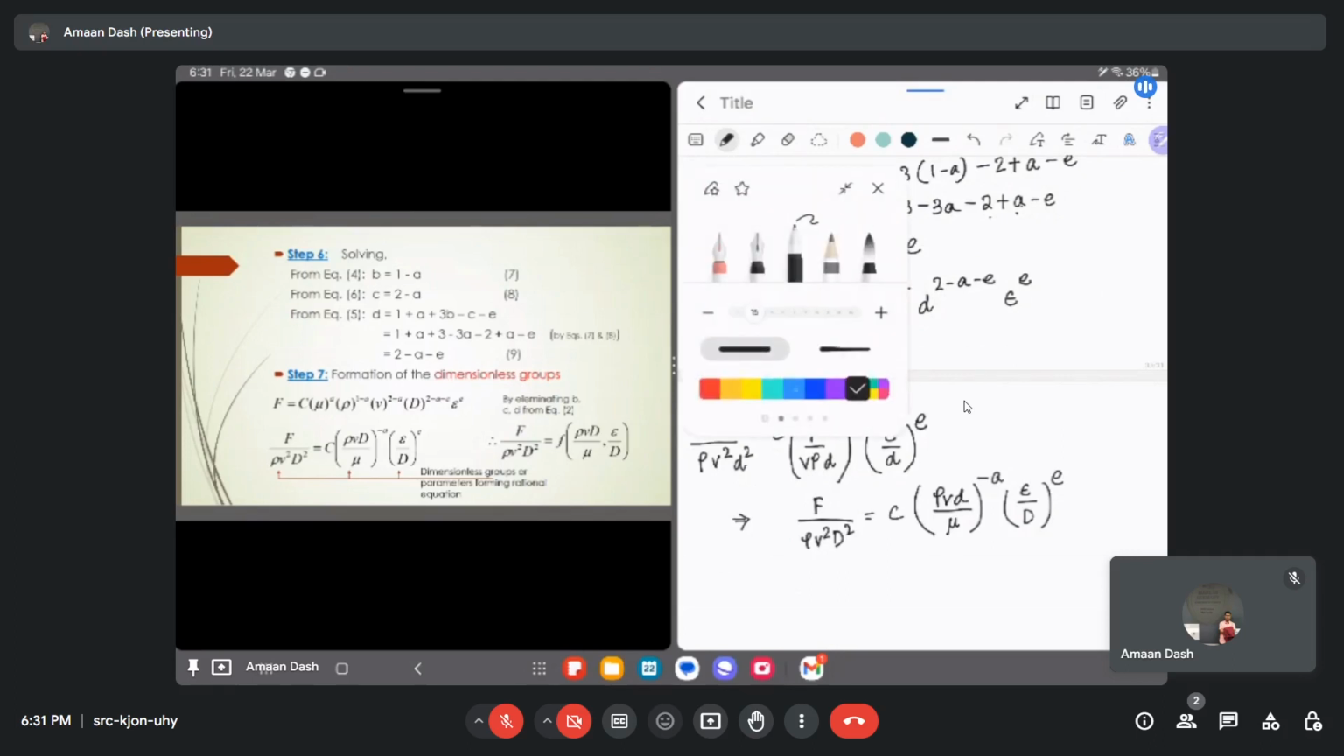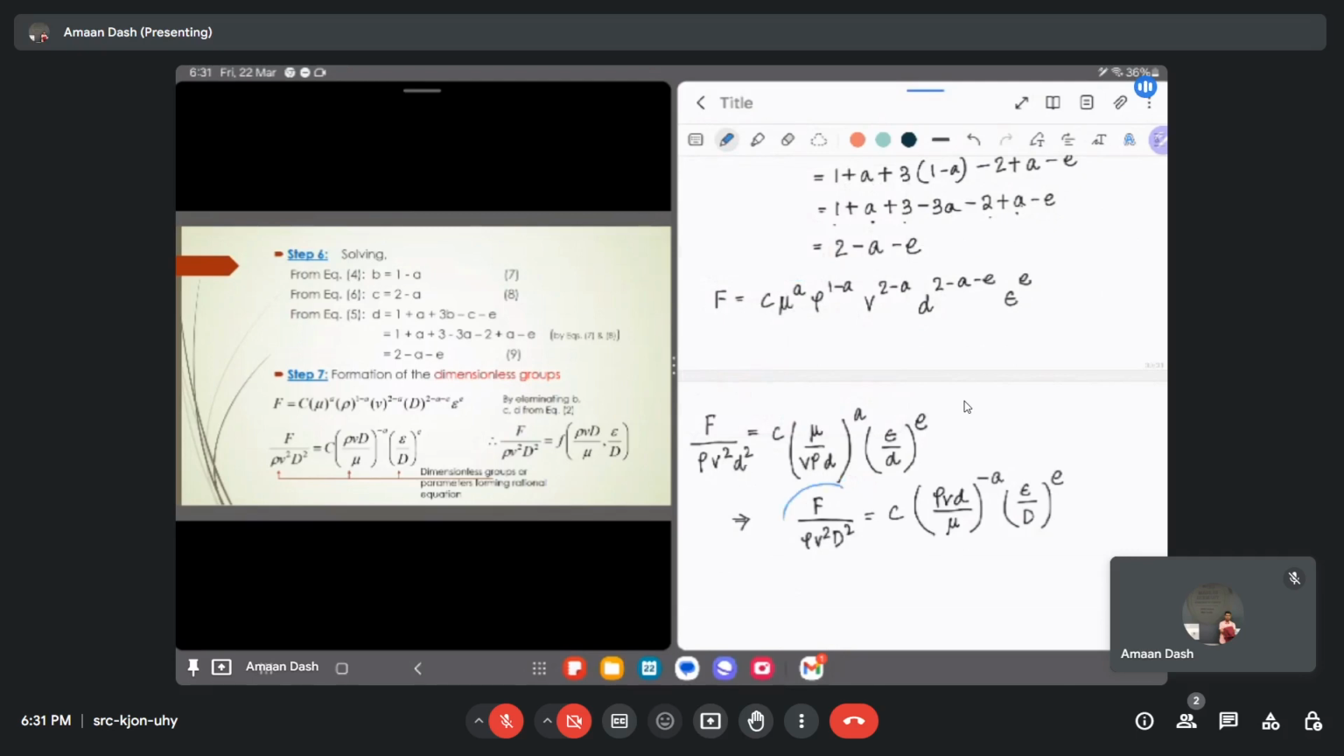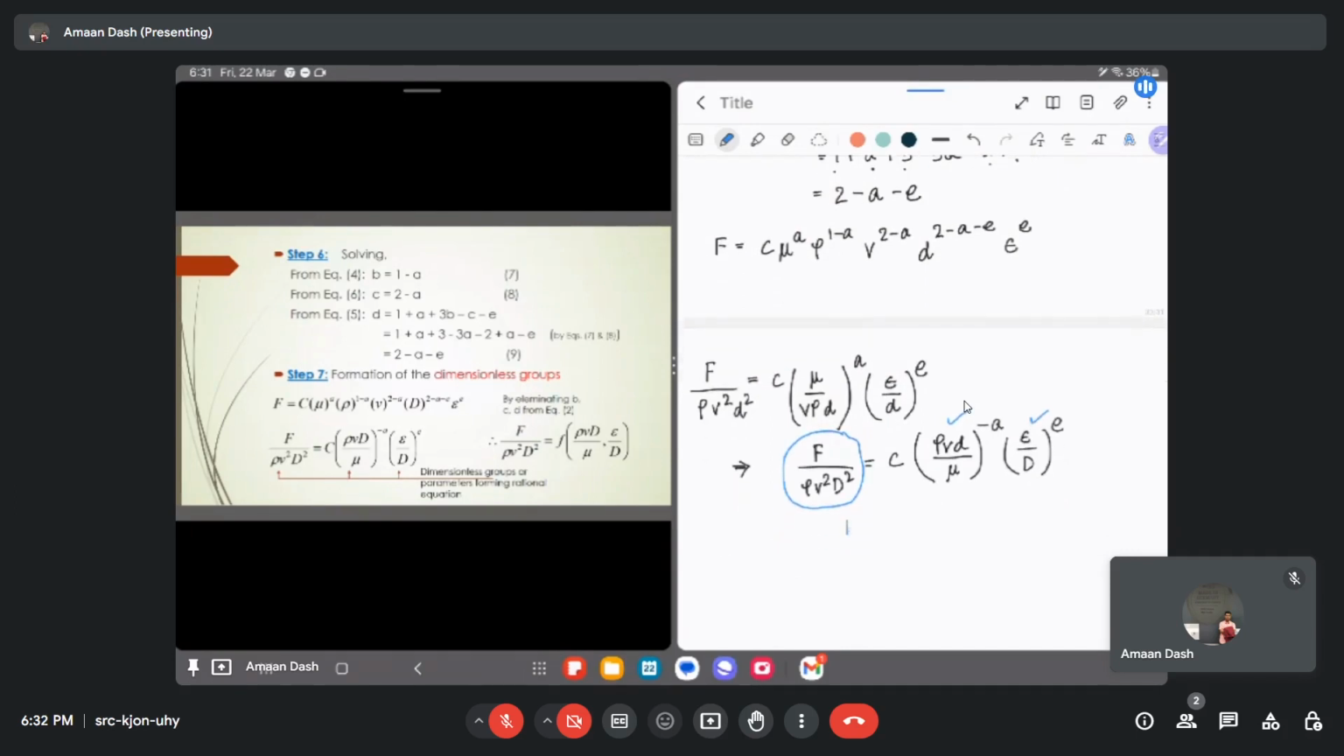So we can see that we have three dimensionless terms: one is this, one is this, and one is this. These are all dimensionless groups forming a rational equation. So we can therefore write that this force F by rho V square times D square is nothing but a function of rho V D by mu, which is nothing but the Reynolds number, and the relative roughness, that is epsilon by D.